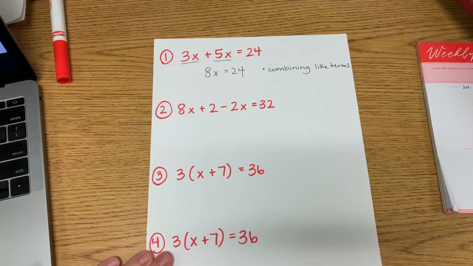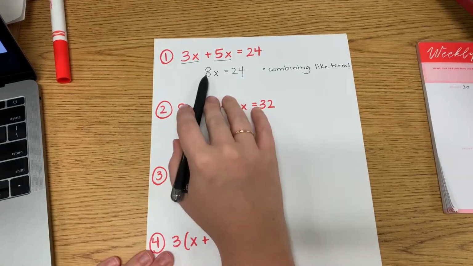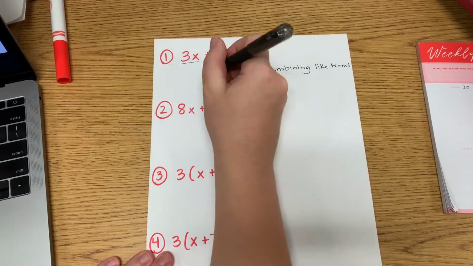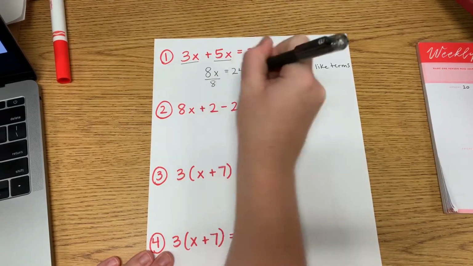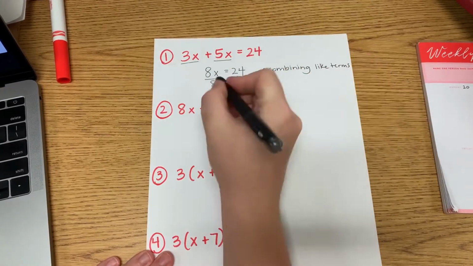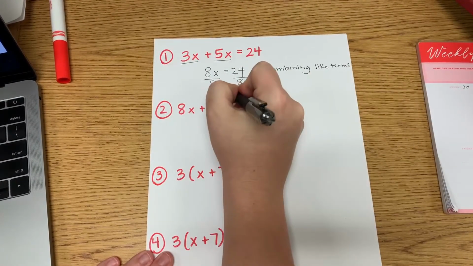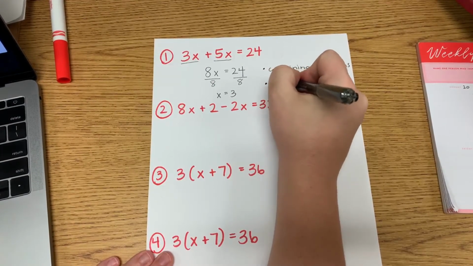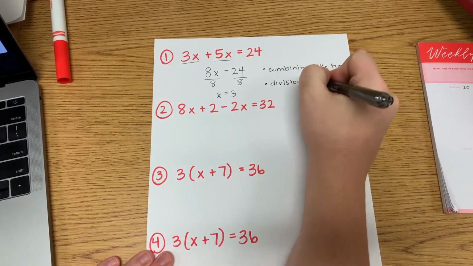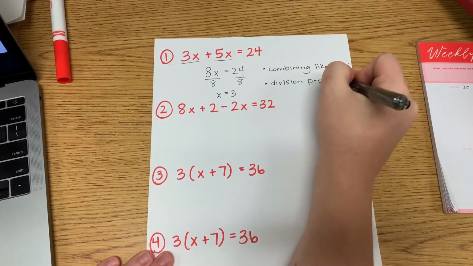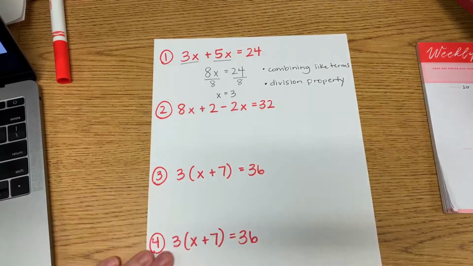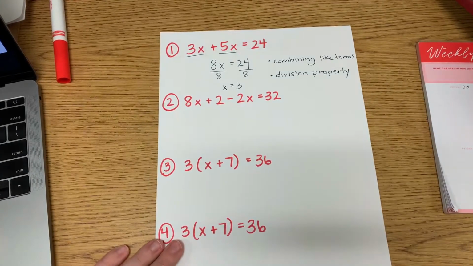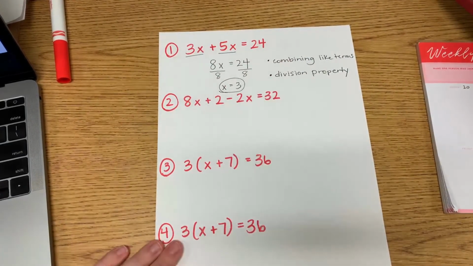Okay, now we still want to solve this for x. So I'm multiplying by 8, so the inverse operation would be to divide by 8. So that gets me x equals 3. And I got that using the division property. So we want to be able to solve these algebraically and explain what we're doing. Okay, so the answer for that one was x equals 3.